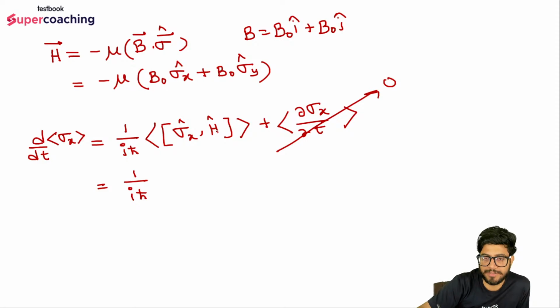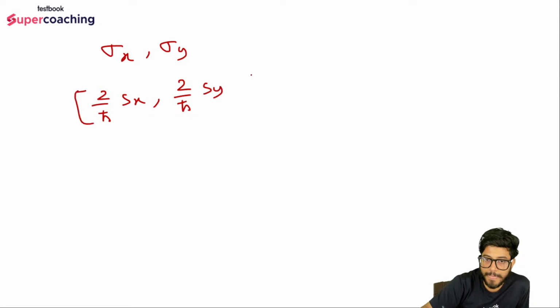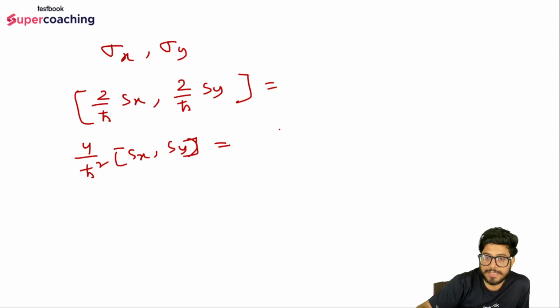Sigma x with the Hamiltonian will give me sigma x with sigma x, that is 0, and sigma x with sigma y. Sigma x comma sigma y: sigma x can be written as 2 by ħ Sx, and this can be written as 2 by ħ Sy. Now this thing you can take common, 4 by ħ squared, Sx comma Sy. Sx comma Sy is equal to iħ Sz.